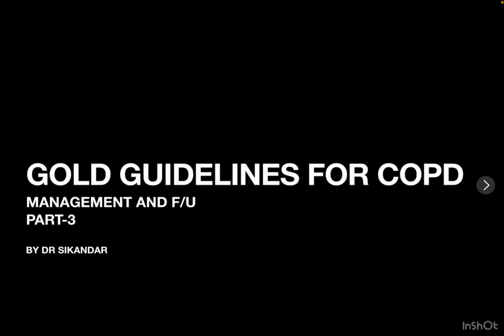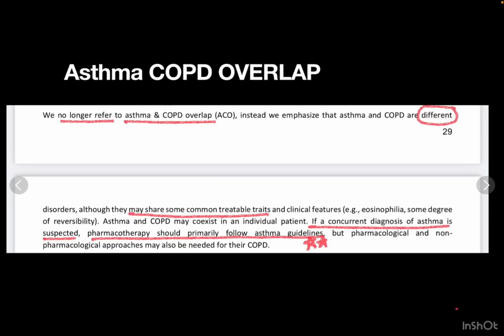Today we will discuss part 3 of the GOLD guideline for COPD. In this chapter we will discuss the management and follow-up of a case of stable COPD. First, they are talking about asthma-COPD overlap.